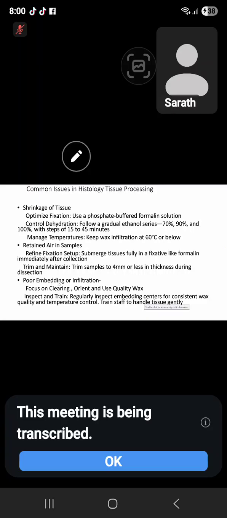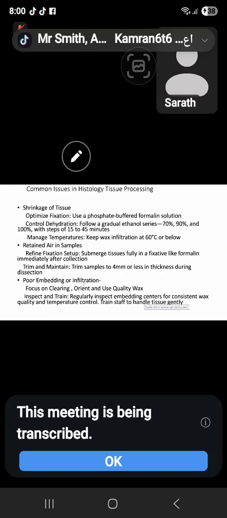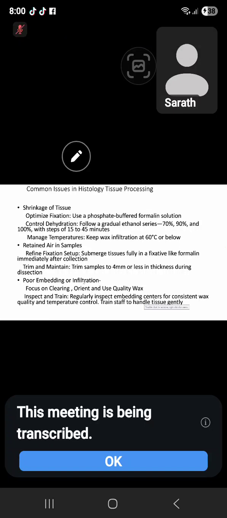Next one, poor embedding or infiltration. When you are wax embedding, focus on clearing, orientation and use quality wax. And you must use trained staff to handle the tissue gently. So by doing those things, you can avoid this problem, poor embedding or infiltration.